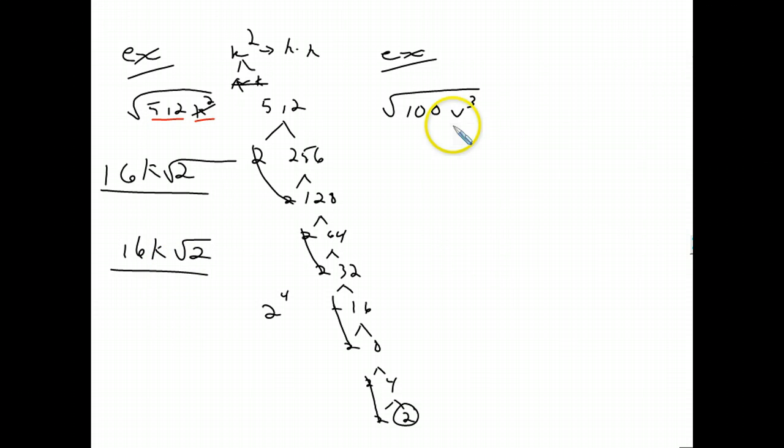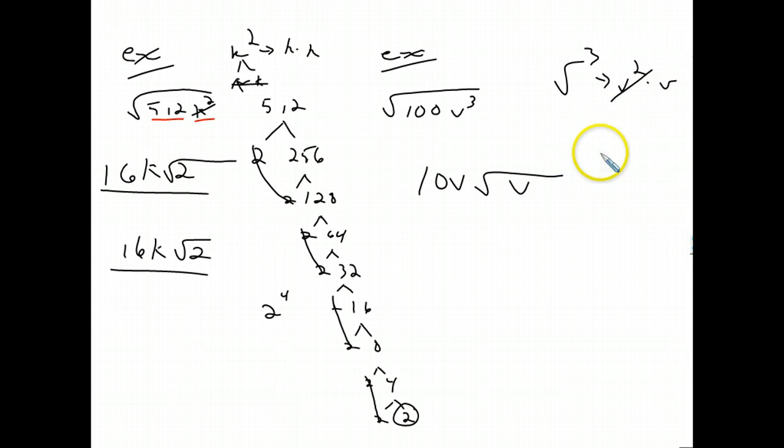Okay? With this one, we have square root of 100v cubed. Do I know the square root of 100? Yeah, it's 10. So I can just pull out a 10. With v cubed, this is like saying v squared times v. So I have a single pair of v's that I can pull out. What's left is whatever's left on the inside. It's just our v. There's your solution.